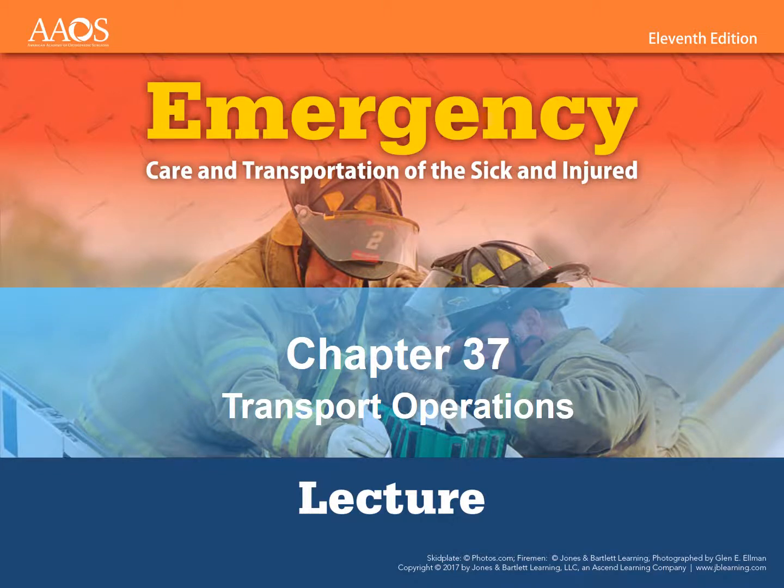Hello, everybody. Welcome to Chapter 37, Transport Operations, from the 11th edition of Emergency Care and Transportation of the Sick and Injured. This lecture is going to focus on, as the title describes, the different types of patient transport that we can utilize as EMS providers, and the situations in which we might have to utilize them. We're going to focus on two, primarily ground and air.